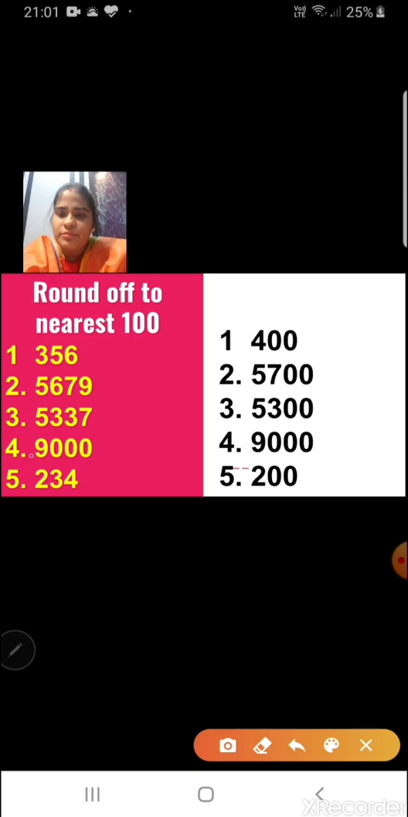Same with question number 4. In the hundreds place and tens place we have 0. So nothing is going to change. It will be 9000. Fifth one is 200. I hope you have got all the answers correct, children.